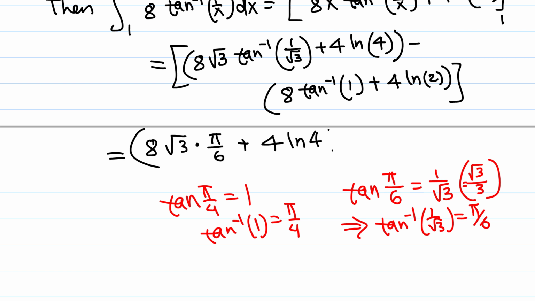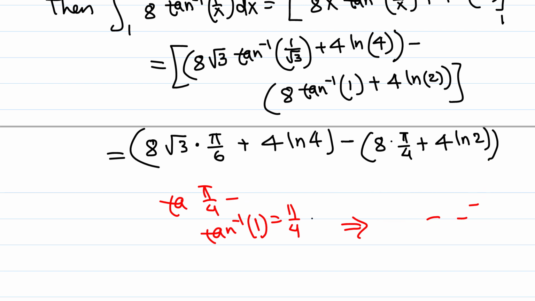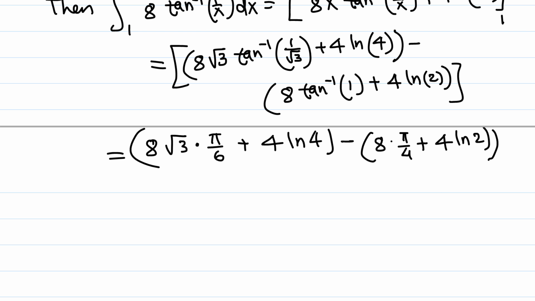That minus here, because minus means we need to distribute, so I'm going to put parentheses, 8 times tangent inverse of 1 is pi over 4, plus 4 natural log of 2. Natural log of 2 is a decimal number, so I'm just going to leave that there. Okay, so we need to simplify this. Here we need to distribute this negative.